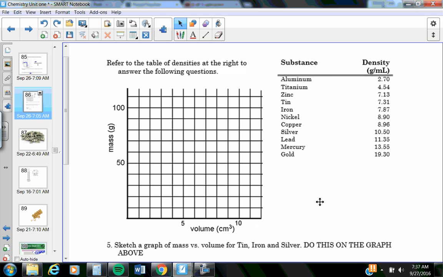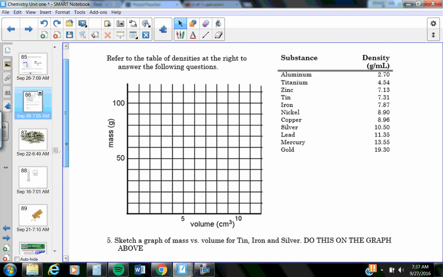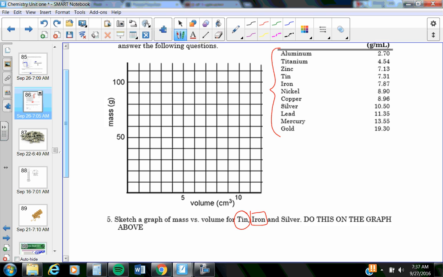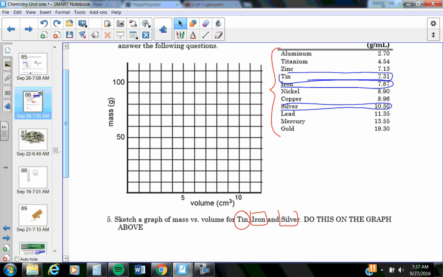Page 4 is going to show you a blank graph, and it's going to ask you to graph a few different substances. Even though they give me a lot of densities here, I'm only interested in tin, iron, and silver. I'm only going to be interested in this number and this number. I have to graph lines like I saw on the other page and draw a nice straight line, and it'll go through the origin 0, 0, because of course 0 milliliters of anything, 0 grams.